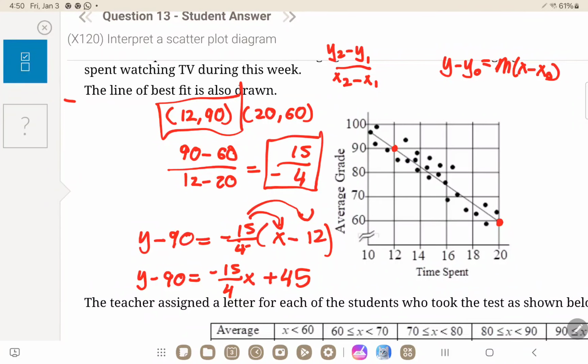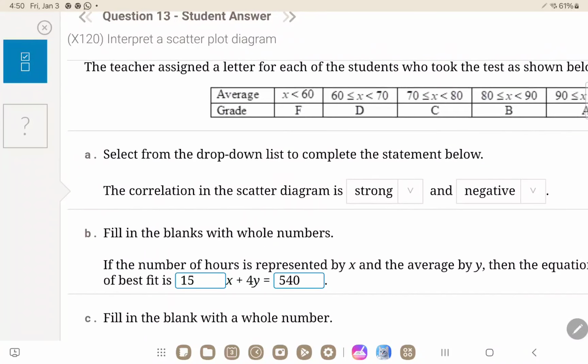So now we have this, we need to put y on one side alone. So y equals negative 15 over 4 x plus 45 plus 90 gives us 135, and that's your equation. But now we need to make the equation look like the one they gave us. So our equation was y equals negative 15 over 4 x plus 135. Here they want the x and the y on the same side, so we're going to move this from here to here.